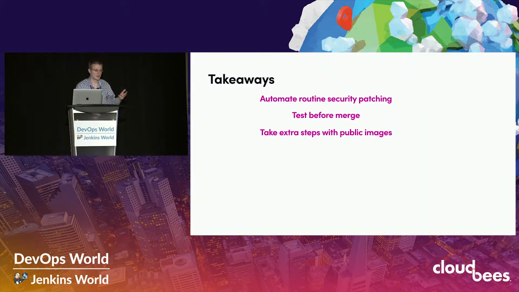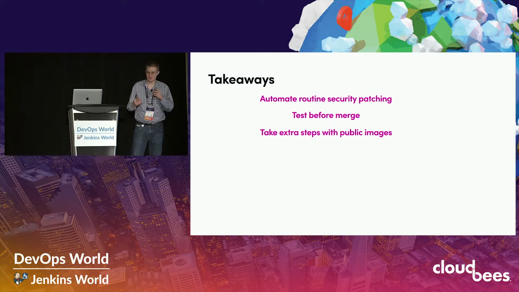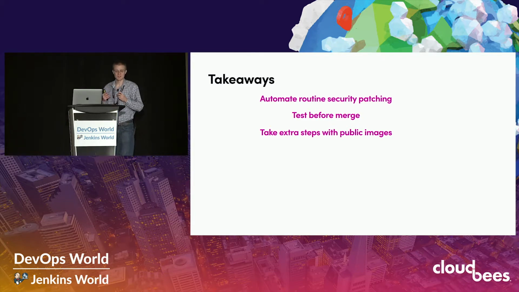If you're just now waking up from your long nap after listening to my monotone voice, here are the 3 cheat sheet items to take away. The first, it's important to automate routine security patching. If you leave it up to manual processes, you're going to make mistakes. And any mistakes that you make set you back and delay the time with which your systems lose vulnerabilities or become patched.